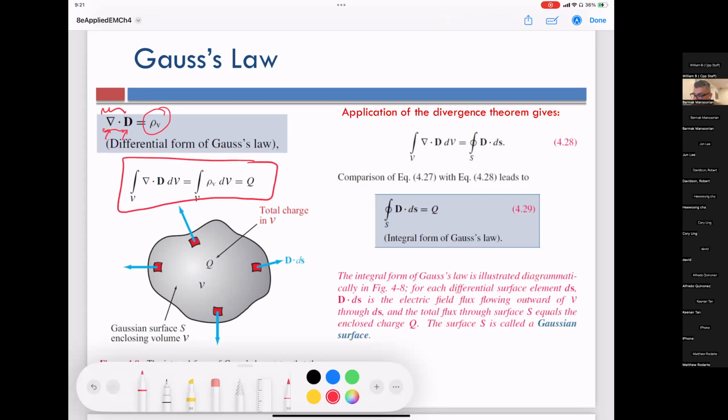The volume, by the way, is an enclosing volume. Let me show you how this is useful. Let's say I had some kind of object shaped like a funny shape, like a potato or something, a misshapen potato, and it had some charges in it. And I wanted to figure out what that charge was.